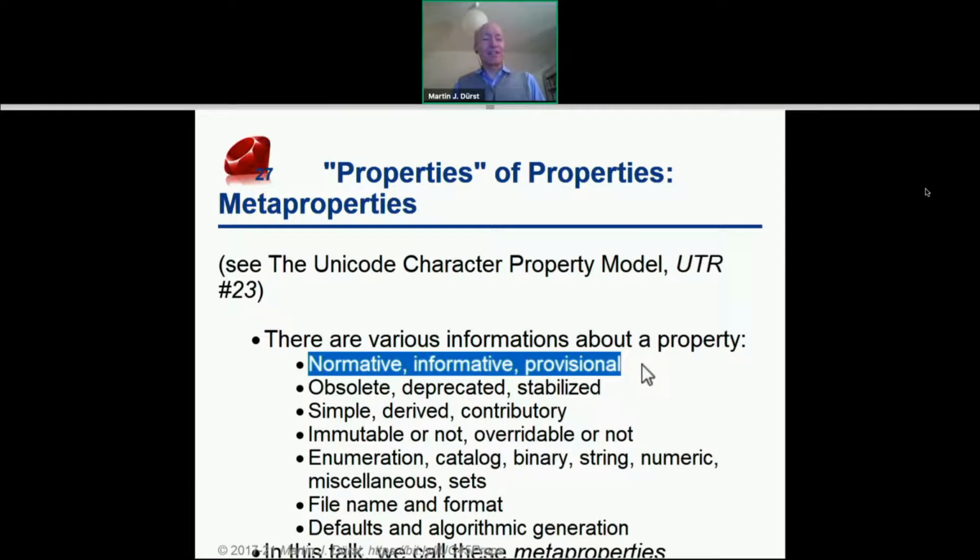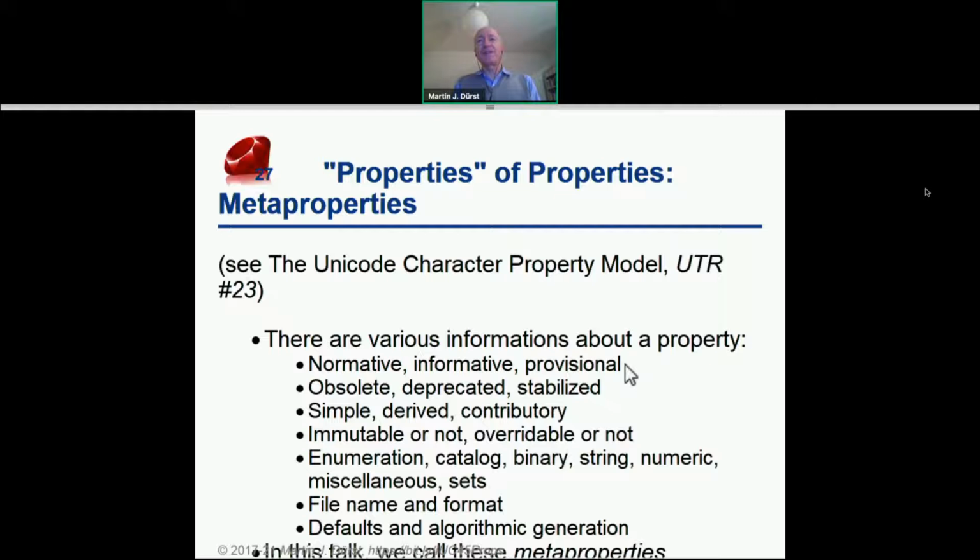Well, the answer is there's really all kinds of information. Sometimes there's tentative information, just saying, okay, this property might eventually be a real property. We just give you some information. This is how it might look. And that's the provisional, I think. Some is informative, some is really normative.